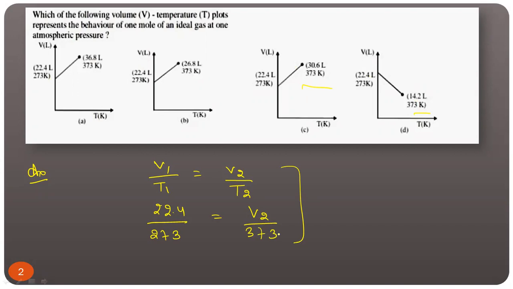Now, can you solve this equation? Yes, if you solve this equation, what are we getting? We are getting V2 is equal to 30.6 liter. So what should be the correct option? That is C is the correct option. This is a simple thing. The question looks tough, but it is very easy. I think this is a previous year question also.